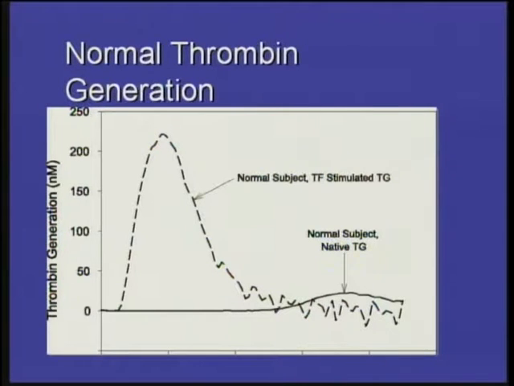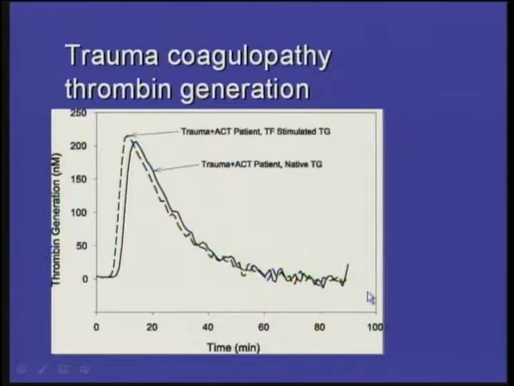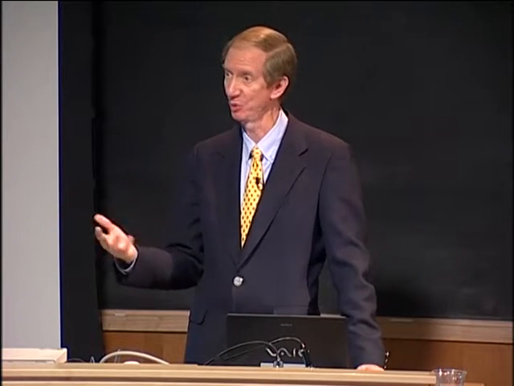So again, this is just that same slide I showed you for normal thrombin generation. This one has the tissue factor stimulation, and this is what it looks like if you don't add any tissue factor and you just recalcify. So this is a trauma patient with acute coagulopathy of trauma. And what you see is the same thing. The dotted line has where we've added tissue factor, and the solid line is where we didn't add tissue factor. And guess what? They're almost the same. So in other words, the trauma patients have something circulating in them that activates them essentially to the same degree as we're getting in the test when we add tissue factor and phospholipid as an activator.